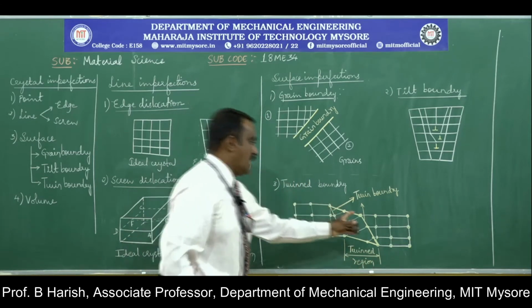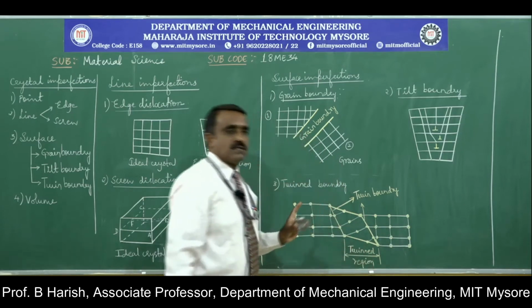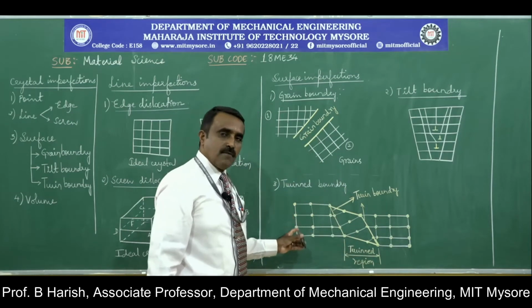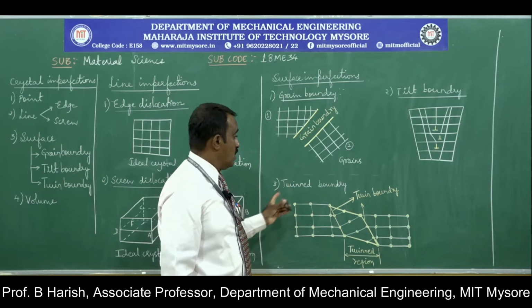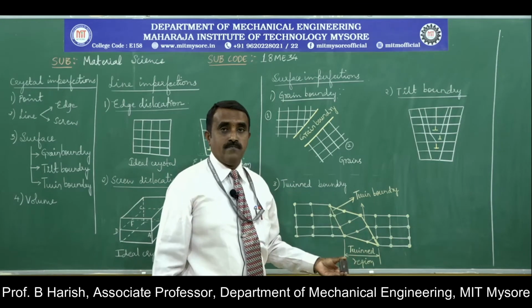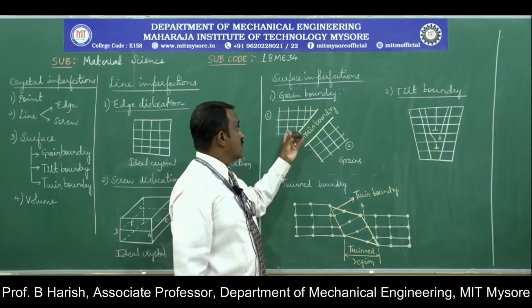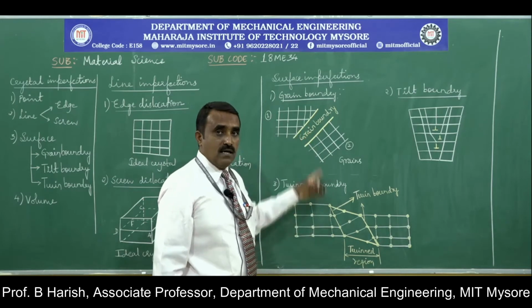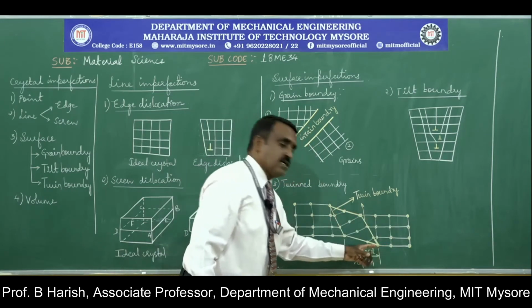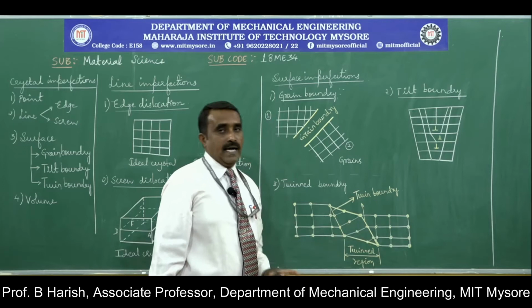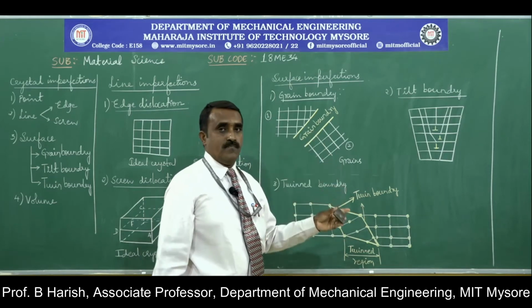So it is the arrangement of atoms where grain 2 will be a mirror image of grain 1. That is what's called a twin boundary. So this is the grain boundary. The difference is that in a grain boundary the two grains will be identical, but here it is not.